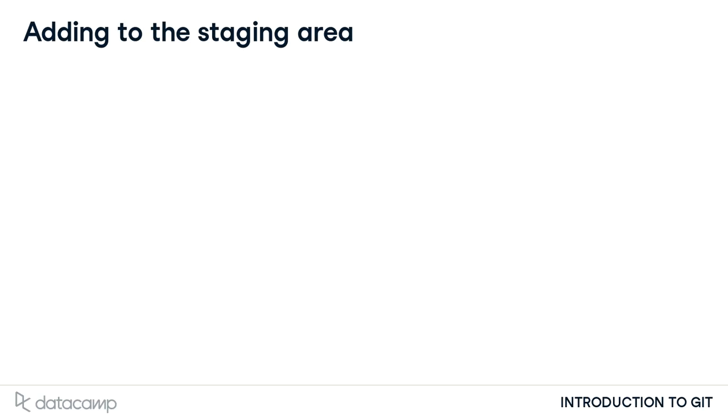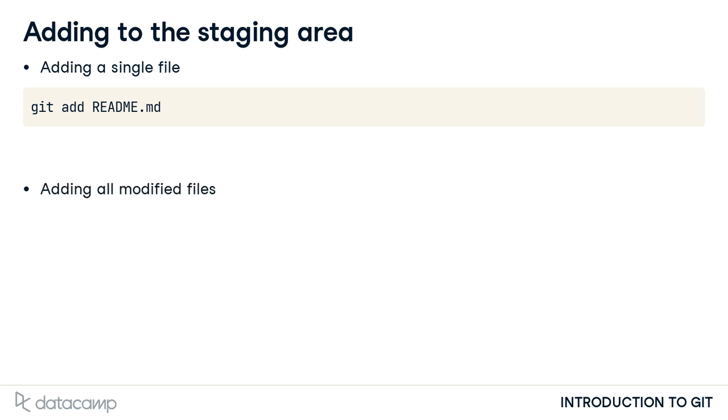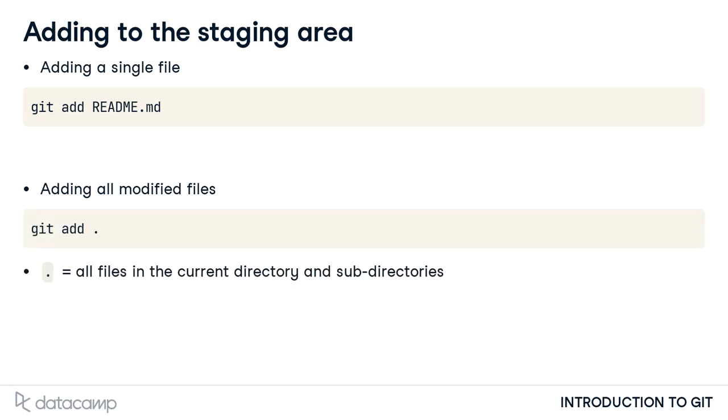So how do we track files using Git? Using the terminal, we can add a single file to the staging area using the command git add, followed by the file name and extension. Here, we add our README markdown file to the staging area. Alternatively, we can add all modified files in the current directory and any subdirectories using git add dot, as a dot represents all files and directories in our current location.